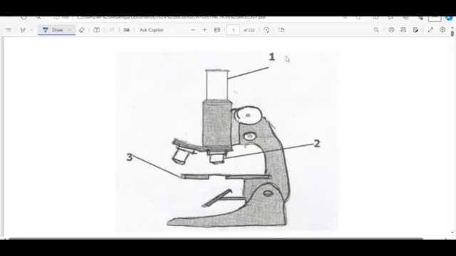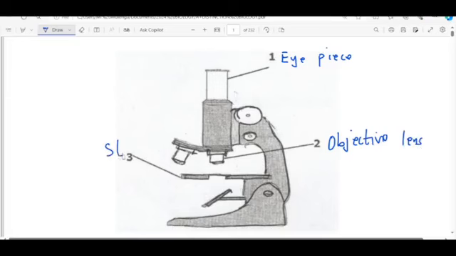So the part labeled 1, what is it called? This is called the eyepiece. Then the part labeled 2, this is called the objective lens. This is where we have the objective lens. Then the part labeled 3 right here, this is the stage.